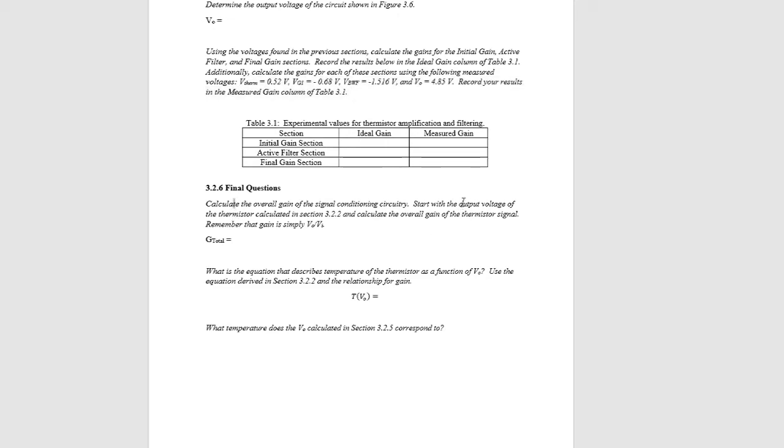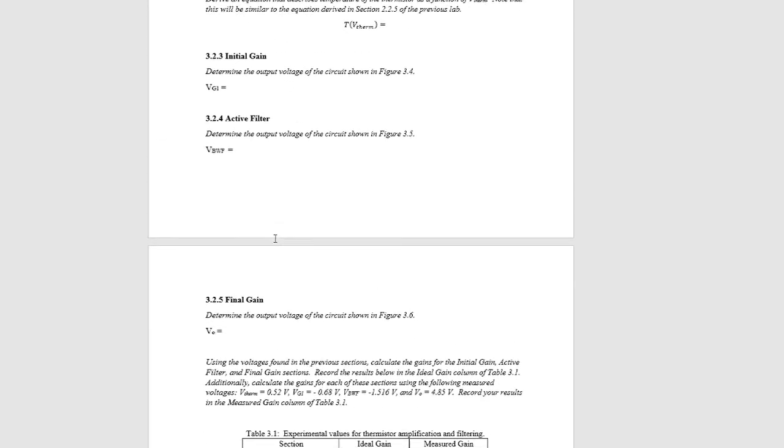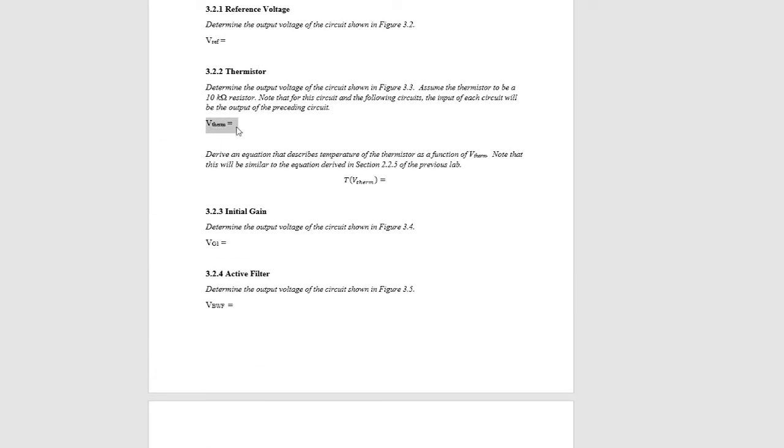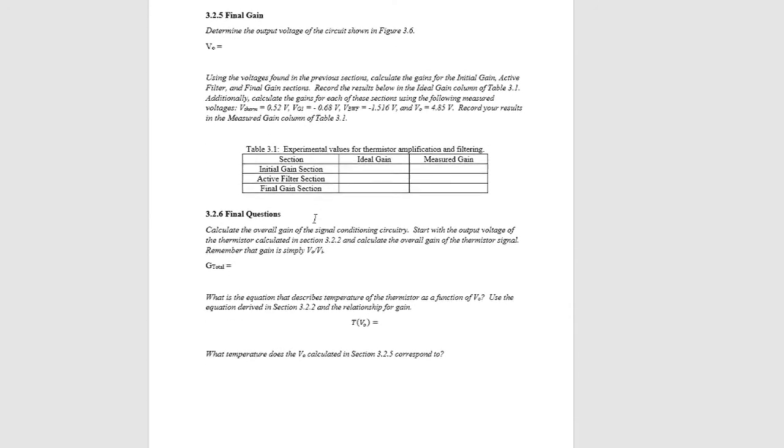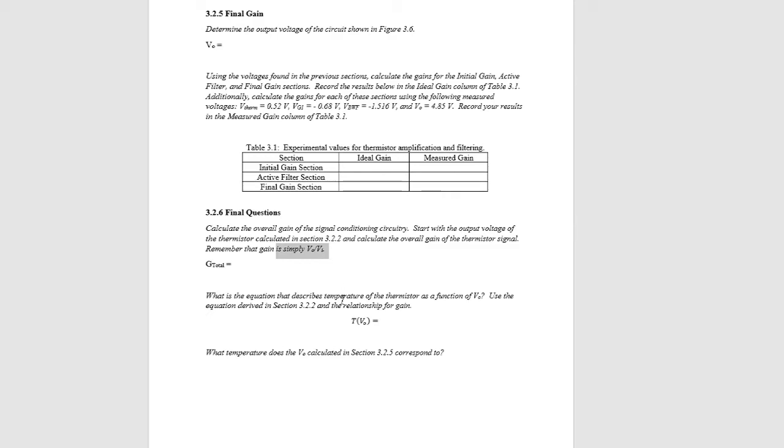Then at the end, using the ideal numbers, we want you to start with the output of the thermistor. So starting with V therm, we want to know what the gain is to the end of the circuit, to this V out. And then we want an equation where you can plug in this output of the whole circuit and know what temperature is.